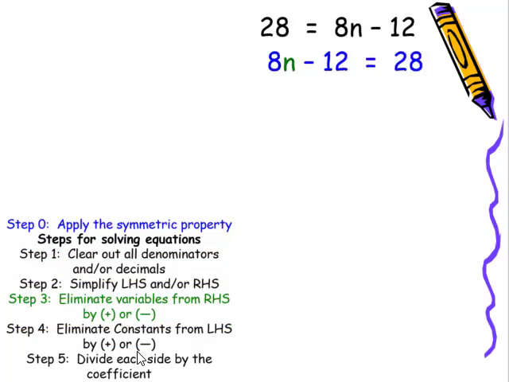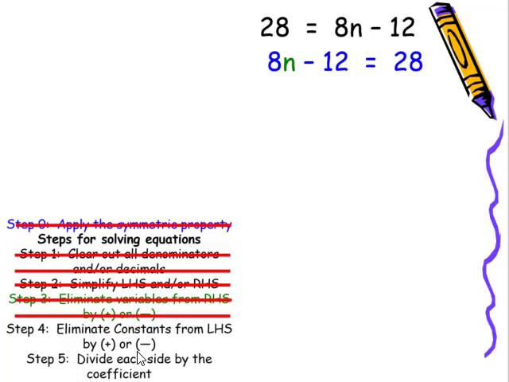We'll use the symmetric property. Step number 0 is complete. Since there's no denominators or decimals, step number 1 is complete. Since the left-hand side and the right-hand side are completely simplified, step number 2 is complete. Step number 3 we won't be working with. And we're back to step number 4. Notice that we're skipping 1, 2, and 3 in these cases, and we're going straight to step number 4.